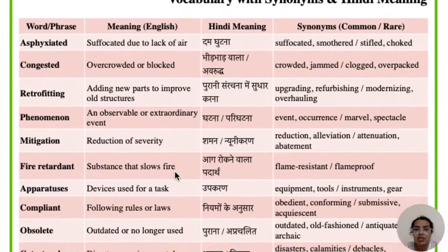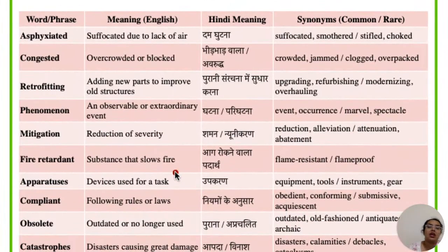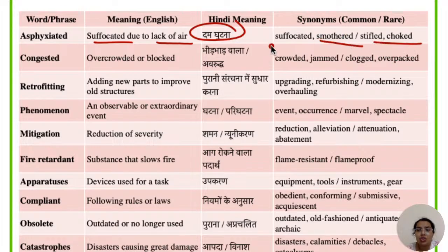Let's do some words and then I'll ask some questions. So asphyxiation, asphyxiated, that means suffocation due to lack of air, dam ka ghutna. Smothering, stifling, choking. Now choking can happen because of any other reason like food also, but suffocation is mainly asphyxiation. It is a technical term. Congested is overcrowded, blocked, no free space. It is jammed, overpacked.